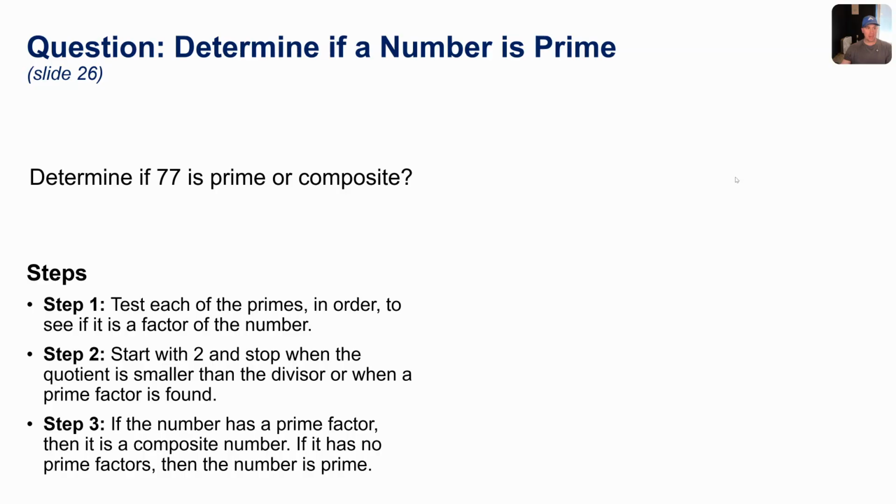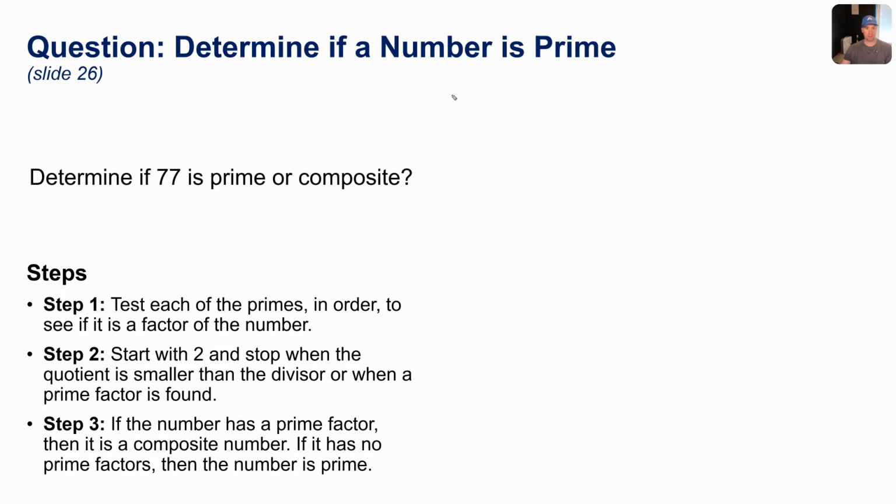Now let's go ahead and look at some questions where we're determining whether a number is prime. There's a systematic way of thinking about this, noted in the textbook here. So let's ask the question, determine if 77 is prime or composite. What we can do here is test each of the prime numbers in order to see if it is a factor of that number.